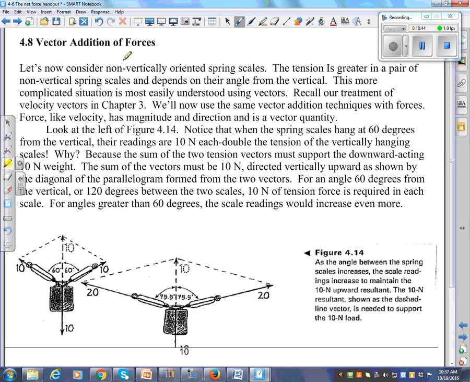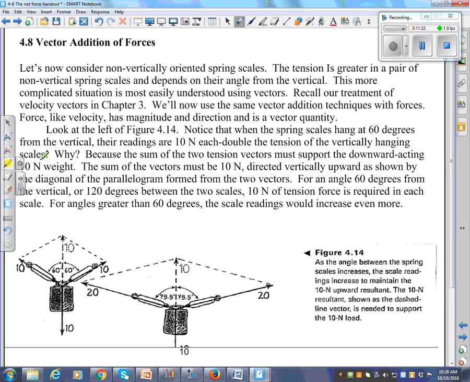Let's consider non-vertically oriented spring scales. The tension is greater in a pair of non-vertical spring scales and depends on their angle from the vertical. This more complicated situation is most easily understood using our old friend vectors. Recall our treatment of velocity vectors. We'll now use the same vector addition techniques with forces. Force, like velocity, has magnitude and direction and is a vector quantity. Look at the left of figure 4.14. Notice that when the spring scales hang at 60 degrees to the vertical, their readings are 10 newtons each, double the tension of the vertically hanging scales. Why? Because the sum of the two tension vectors must support the downward acting 10 newton weight.